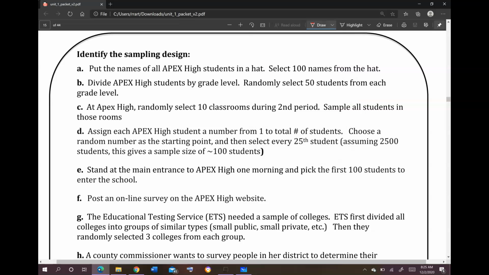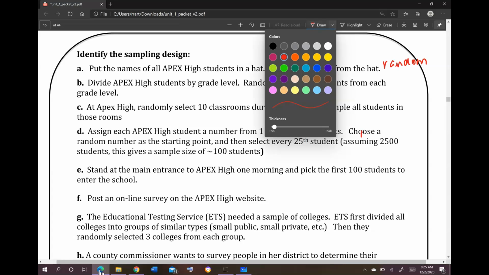I put the names of all Apex High students in a hat, and I select 100 names from the hat. Drawing from a hat was one example I gave you for random. That is random when you draw from a hat, because you can't control what you're pulling out. It's a chance of who pulls out what. If it relies on chance, then it is random.